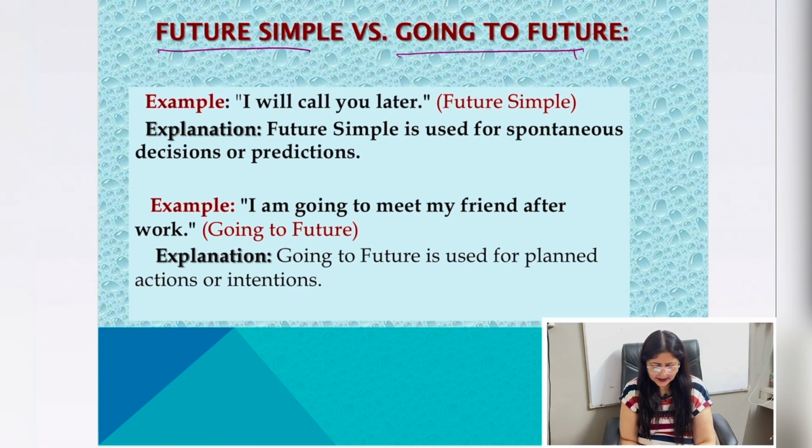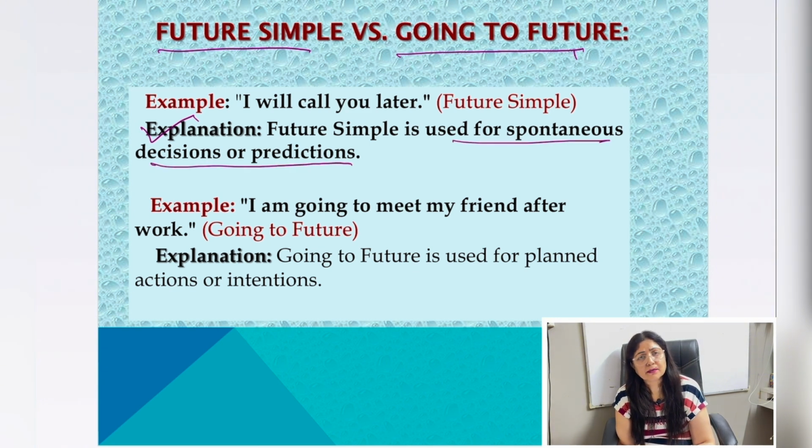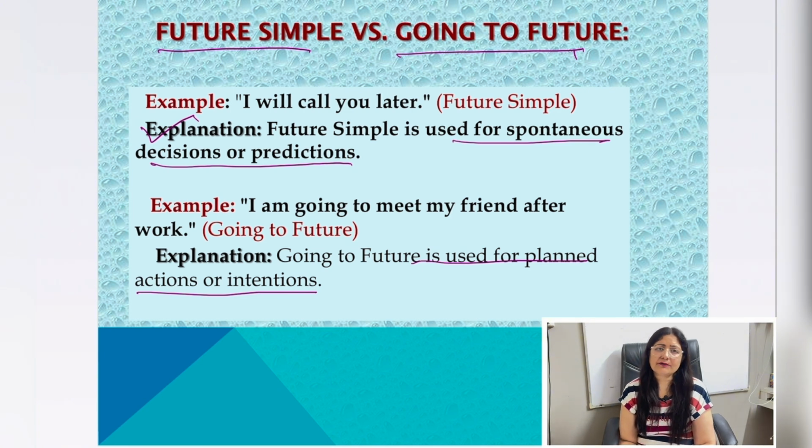And the last one is future simple and going to. See, future simple is used for spontaneous decisions or any kind of predictions. Like I will call you later. Okay, I will do this thing. But when you have some planned actions, you have some intentions, in that case you have to make use of going to. For example, I am going to meet my friend after work. Okay, you have intention, means you have fixed this thing, I will be doing this thing after doing that, so I am going to do that.